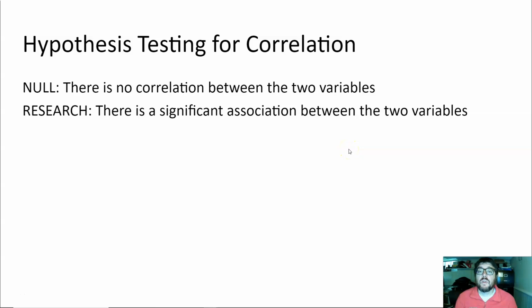So I just talked about correlation as a description of association between two continuous variables. We can also treat it as a hypothesis. In that case, we're hypothesizing that there is a significant association between the two variables, which means the null hypothesis is that there's no correlation between the two variables. So basically, we're going to be computing a correlation statistic and comparing that to 0.